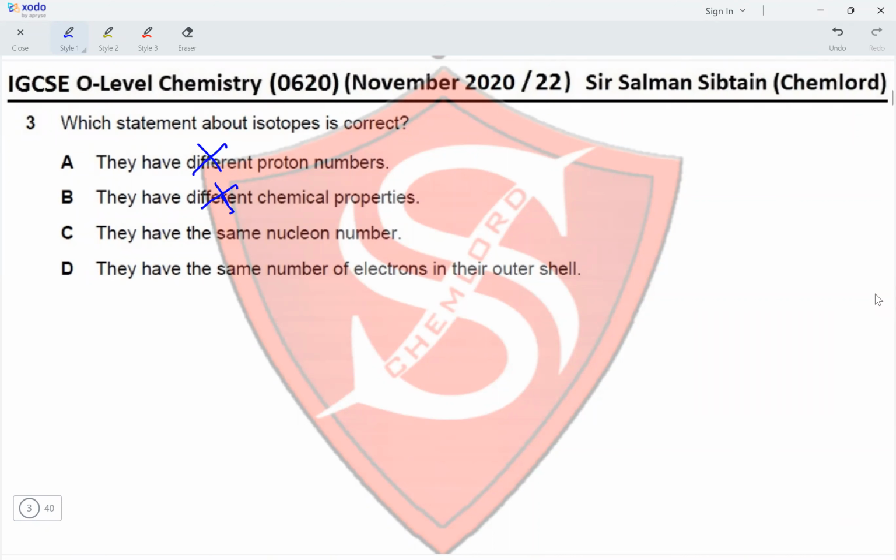They have the same nucleon number? Nucleon number is the sum of the number of protons and the number of neutrons. They may have the same number of protons, but they should have a different number of neutrons, making their nucleon numbers different, not the same. And they have the same number of electrons in their outer shell? Yes, they are atoms of the same element, so they would have the same number of electrons in their outer shell, making option D the correct option for this question.